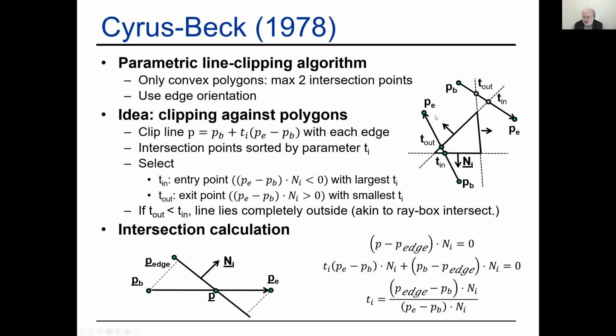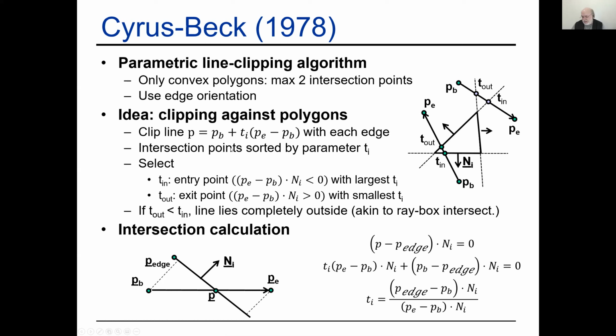To that respect, we essentially compute a normal vector on the edge here, and in this case we decide to have that normal vector point to the outside. You can change that to point to the inside, you just need to change the tests. So it's the same idea. For a point Ti, we can compute whether that's an entry point if the dot product of that normal vector and the vector from the beginning to the end point is negative, and if it's positive, then it's an exit point.